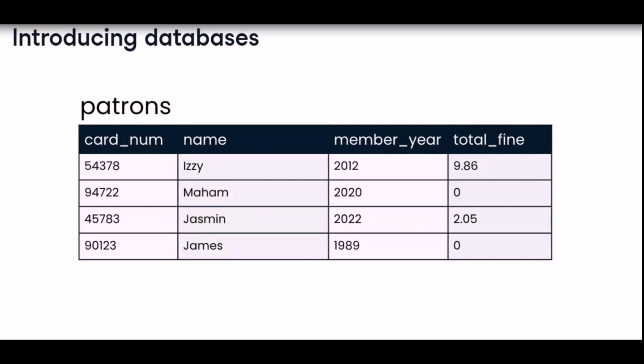Taking a closer look at the patron table reveals that it stores various data about the library's patrons, such as the library card number, the name, the year the patron became a member of the library, and the total overdue fines owed to the library. So here is a collection of information about people.